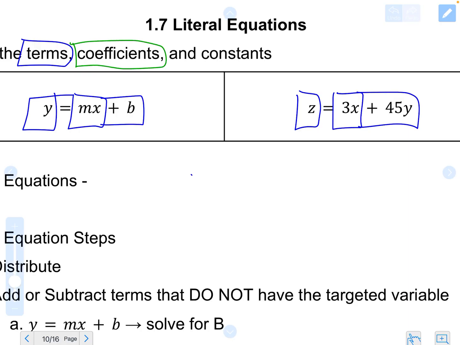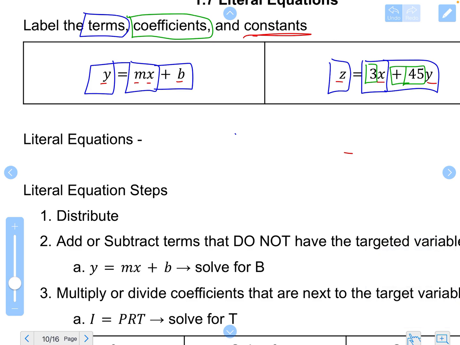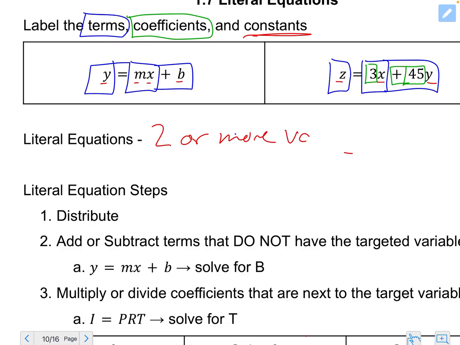For coefficients, we're looking for numbers in front of letters. On our left side, we only have variables. There are no numbers. So our coefficients on the other side are going to be 3 and 45. And then all that we're left with are variables. We actually don't have any constants in these problems. The reason I show you this is because literal equations have two or more variables. And when we talk about literal equations, we cannot solve them. We can only rearrange.